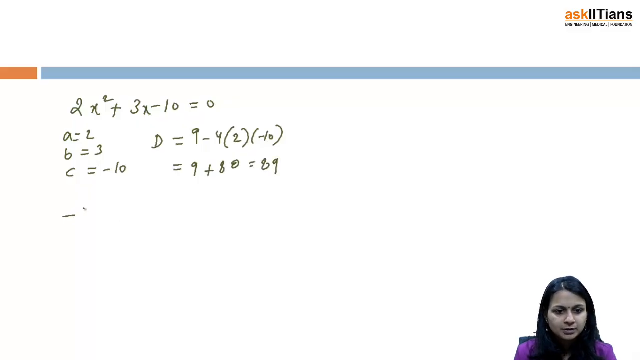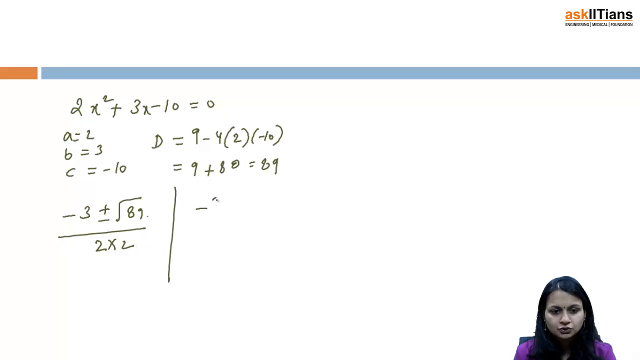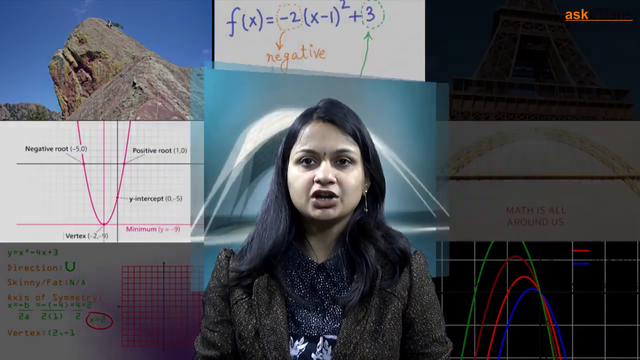Okay, so my roots would be minus 3 plus or minus root 89 upon 2 into 2, 2 2s are 4. So I have two roots, minus 3 plus root 89 over 4 and minus 3 minus root 89 by 4. So now I hope you are clear with the different methods of finding roots of the equation.